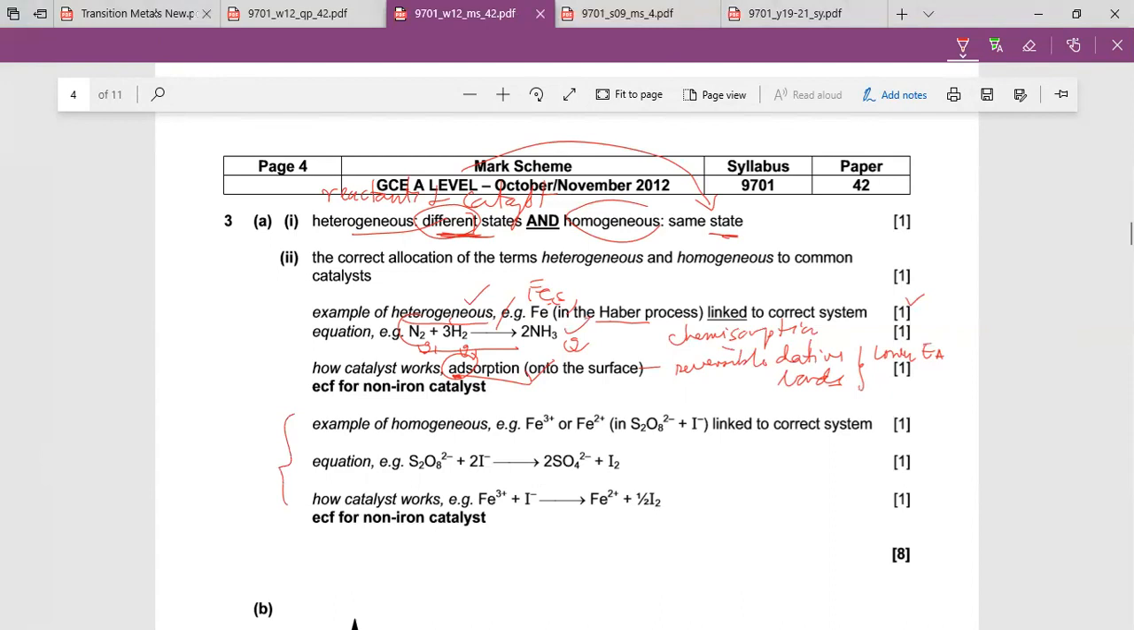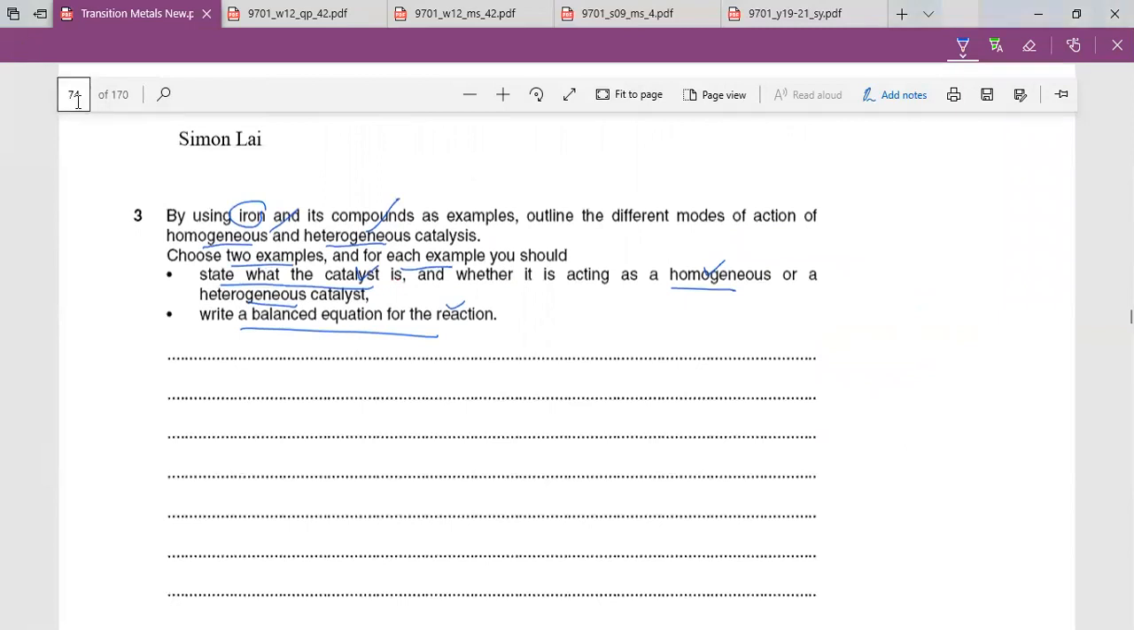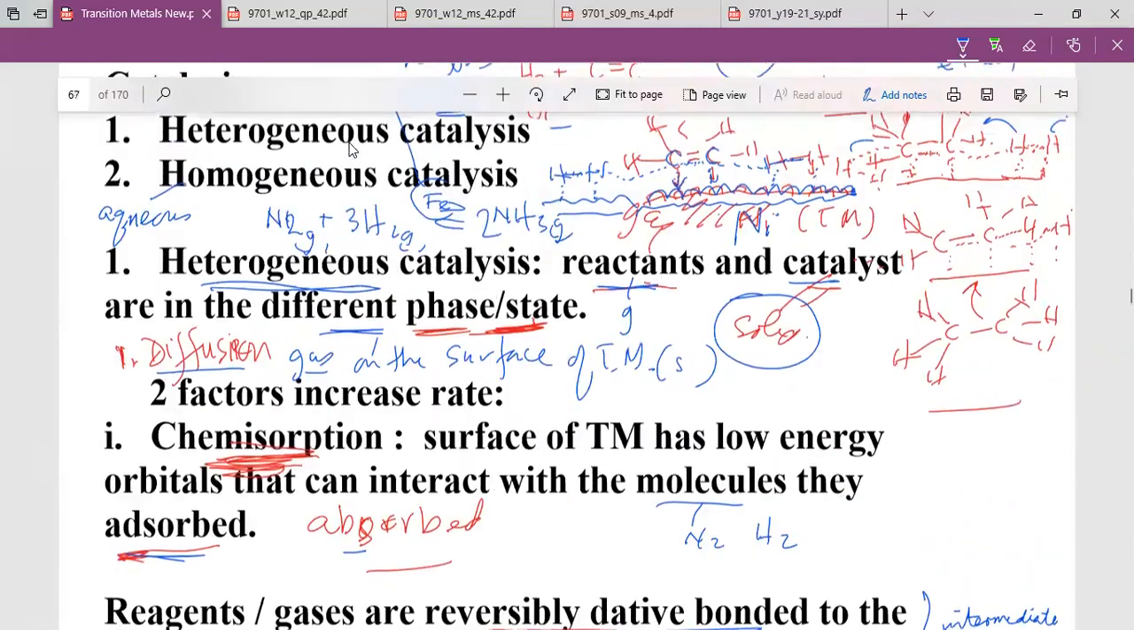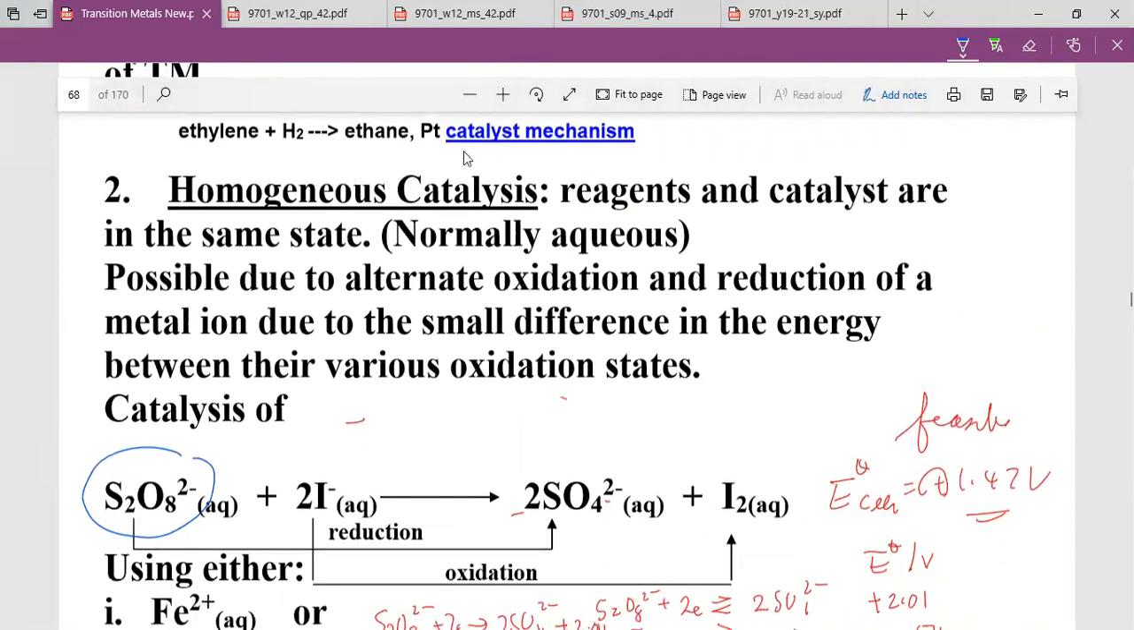Now let's go to this part here. On this part you need to explain more. This one has come out twice already, and it is very tricky as well. This is page 67. Now here, for homogeneous catalysis, the reactants and catalysts are in the same phase, normally aqueous. So the reason why homogeneous catalysis can occur is because the transition metal ions.